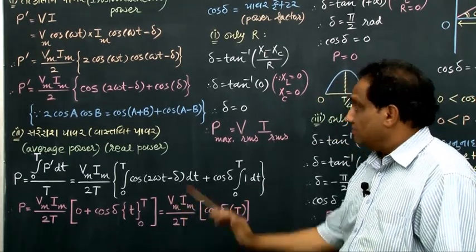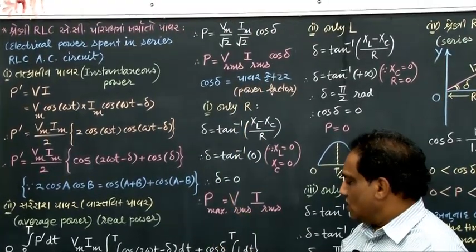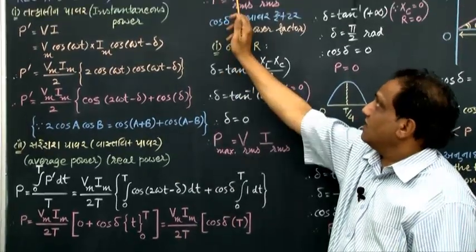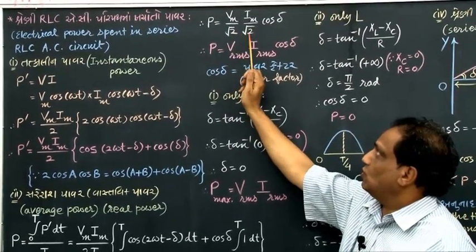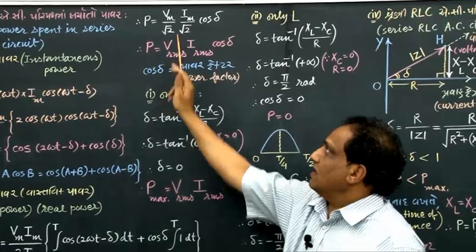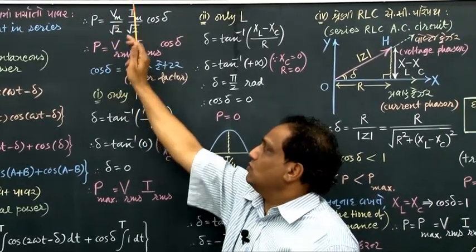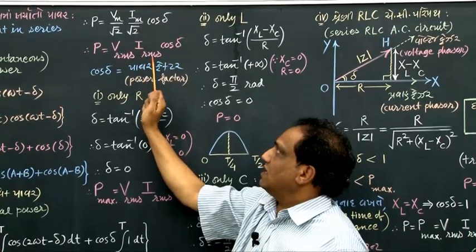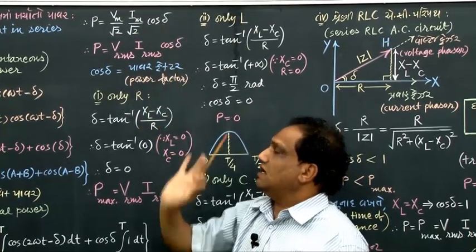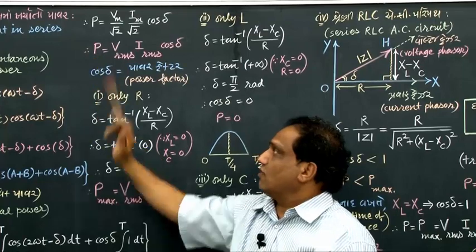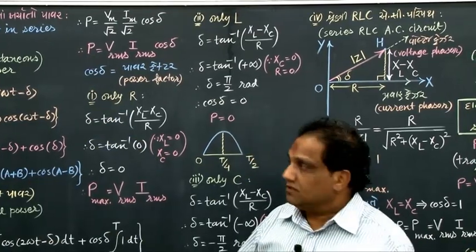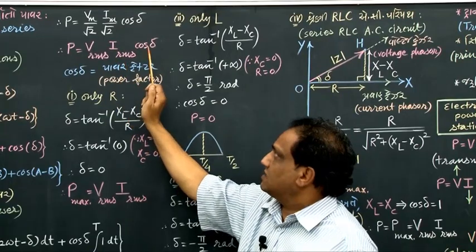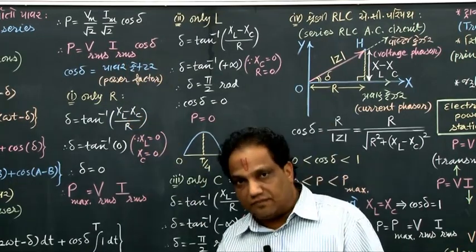Now Vm Im, I have written here Vm into Im, cos delta is also written, but instead of 2, I have written root 2 into root 2, correct? Now everybody knows that Vm upon root 2 is nothing but Vrms, Im upon root 2 is nothing but Irms, into cos delta. So this is the formula of real power, P equals Vrms into Irms into cos delta.